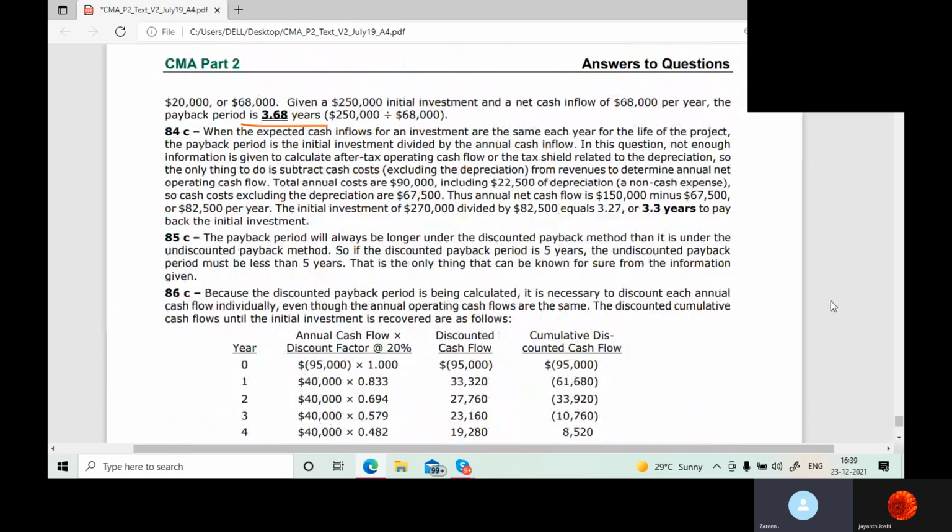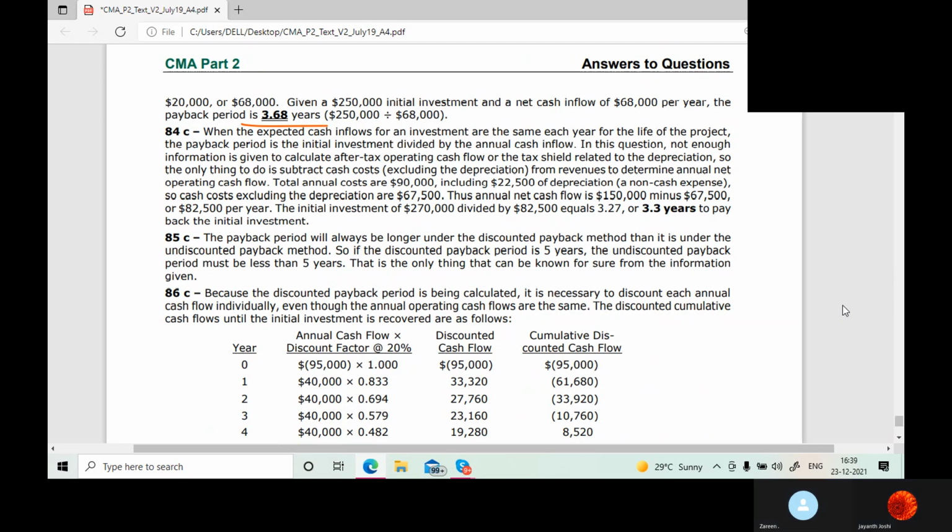It's saying that the expected annual cost includes depreciation. So should we remove it? That depreciation is already included in that. Yes. Then we need to do the exclusion. 67,500. So what is the annual cost? 90,000, correct?